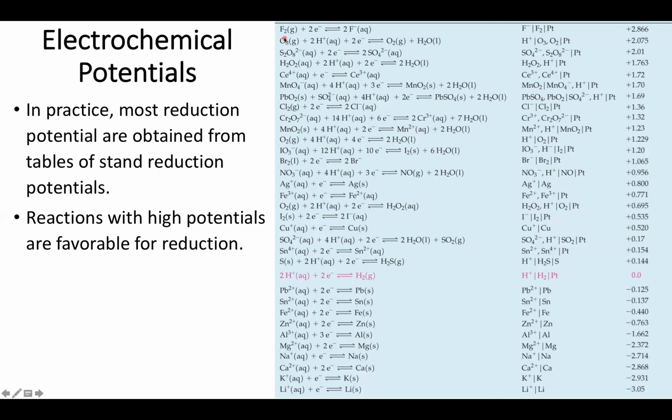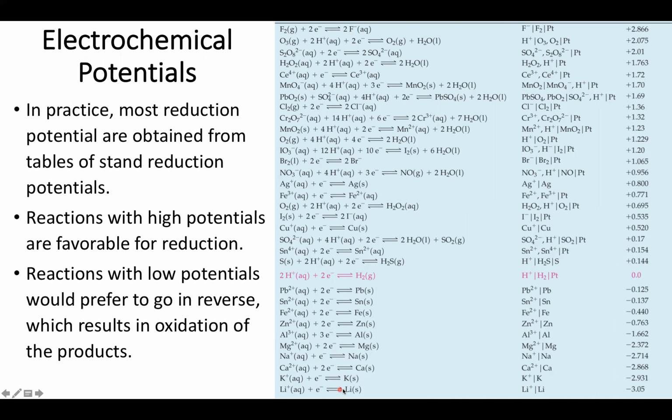So for example, fluorine gas, ozone, hydrogen peroxide, all of these are readily reduced into their corresponding species. However, if I've got a very low potential, so something here like lithium ions, they don't want to become reduced. Instead, they're going to want to do the reverse reactions.